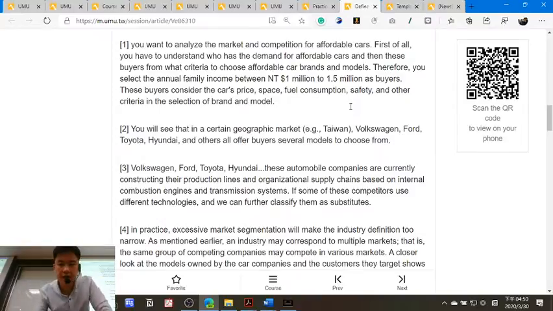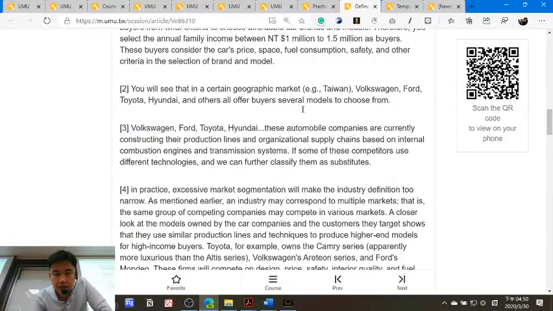So that is the first step. And the second step is, yeah, we know that we studied this market in Taiwan. Okay, so we put here Taiwan. We studied Taiwan's affordable car industry, and we know that here Taiwanese people and their household income between 1 million to 1.5 million will choose the affordable car, and they make their choice based on this criteria: price, space, fuel efficiency, and others. Okay, that is the first and the second step.